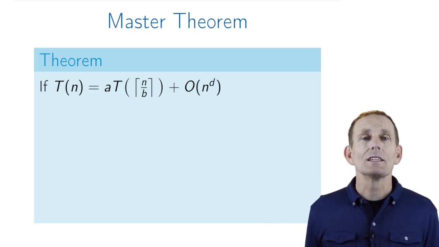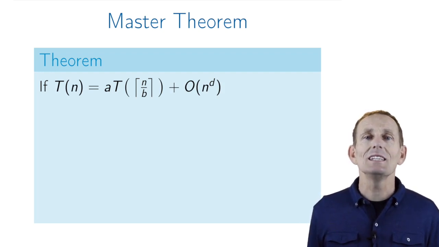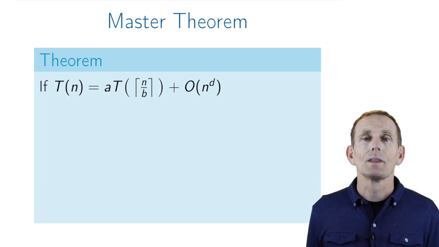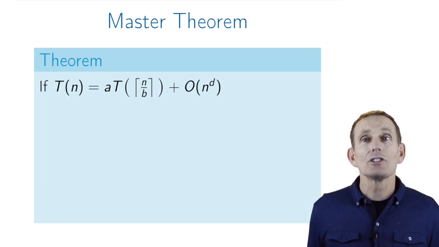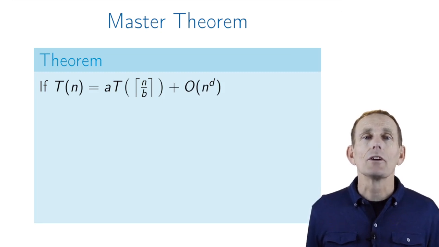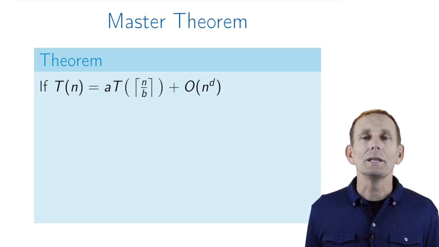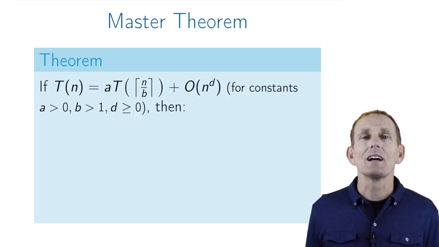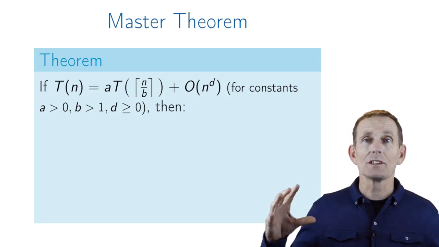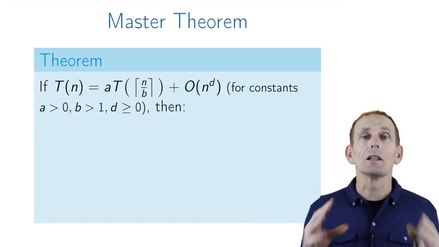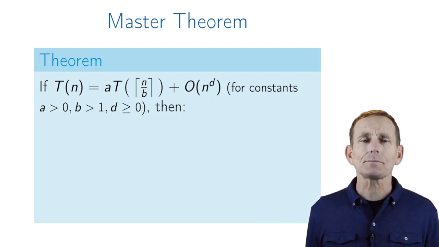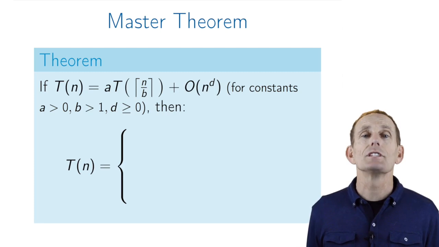So the master theorem says, if you have a recurrence relation, T(n) equals a, some constant, times T of the ceiling of n divided by b, plus a polynomial in n with degree d. And that ceiling, by the way, could just as well be a floor or not be there at all if n were a power of b. In any case, a is a constant greater than 0, b is greater than 1 because we want to make sure the problem size actually gets smaller, and d is greater than or equal to 0. Well, in that case, we have a solution for T(n).